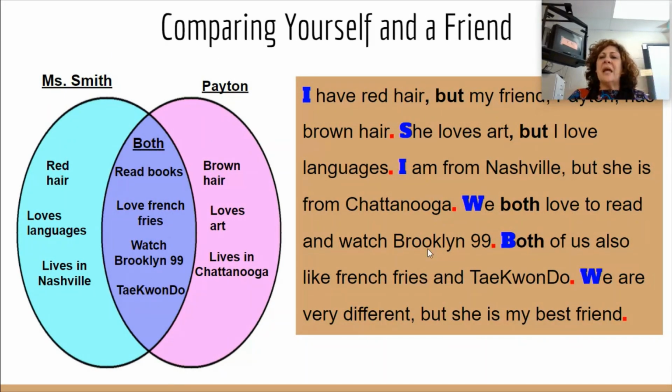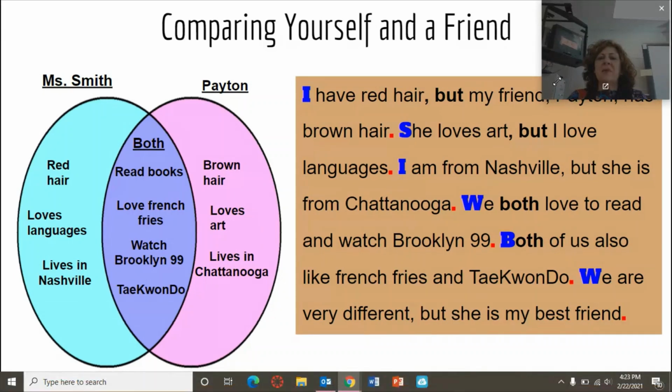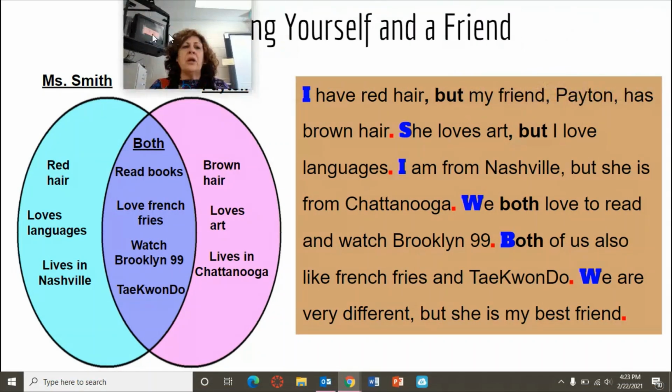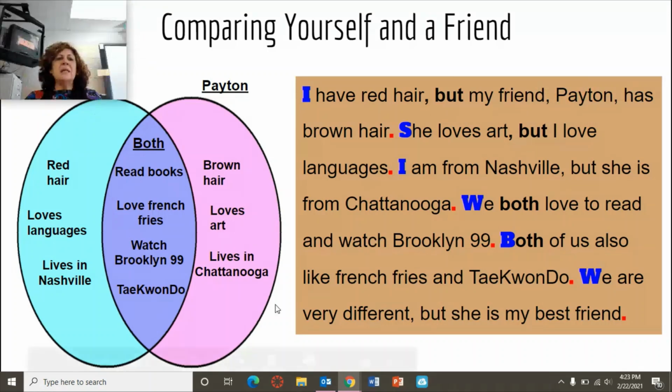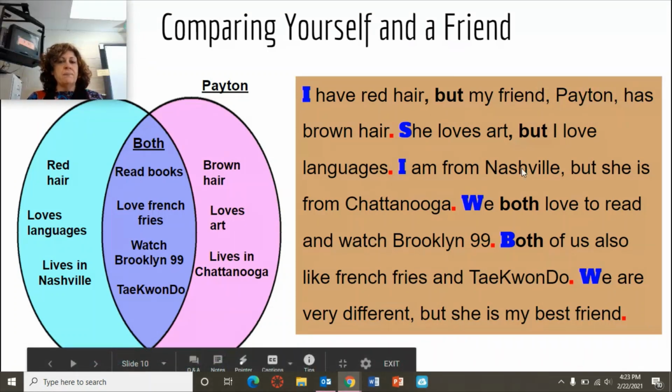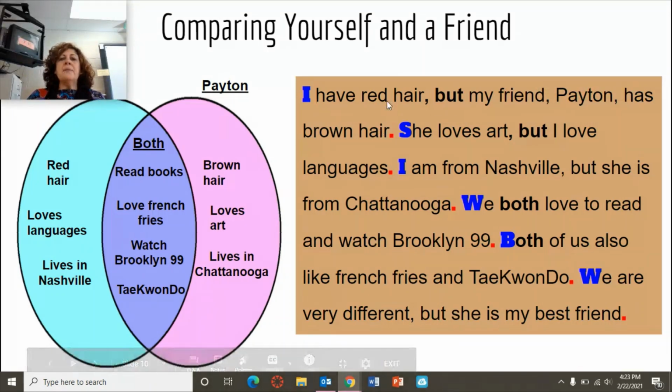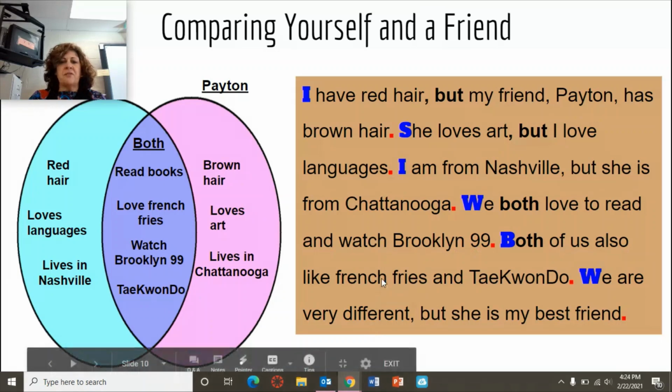So here is a paragraph that Miss Smith wrote using her sentence frames and her Venn diagram. Here we go. I have red hair, but my friend Peyton has brown hair. She loves art, but I love languages. I am from Nashville, but she is from Chattanooga. We both love to read and watch Brooklyn 99. Both of us also like French fries and taekwondo. We are very different, but she is my best friend.